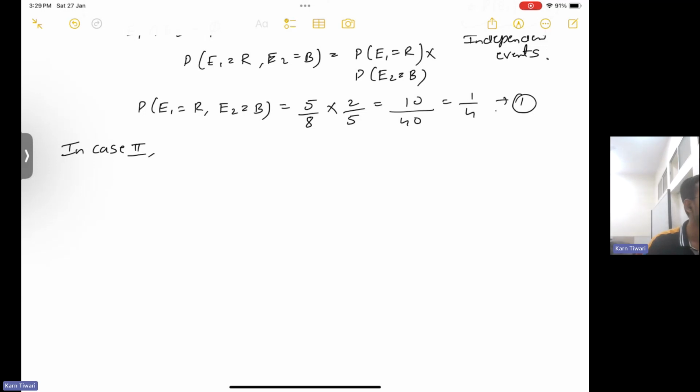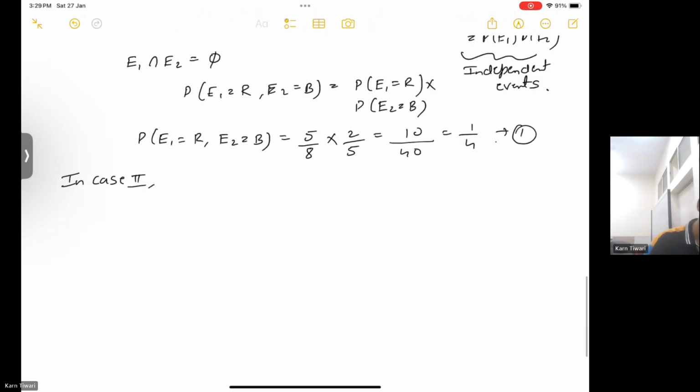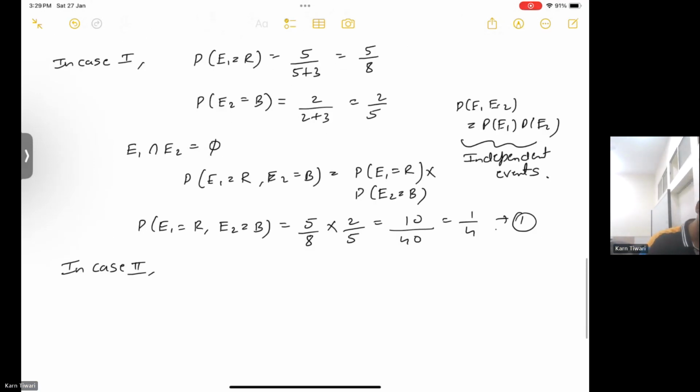In case 2, we need to follow the same steps, but this time we need a blue ball from bin 1 and a red ball from bin 2. So the probability of E1, which is blue, is simply 3 by 8. Just remember the sum of these probabilities should add up to 1.